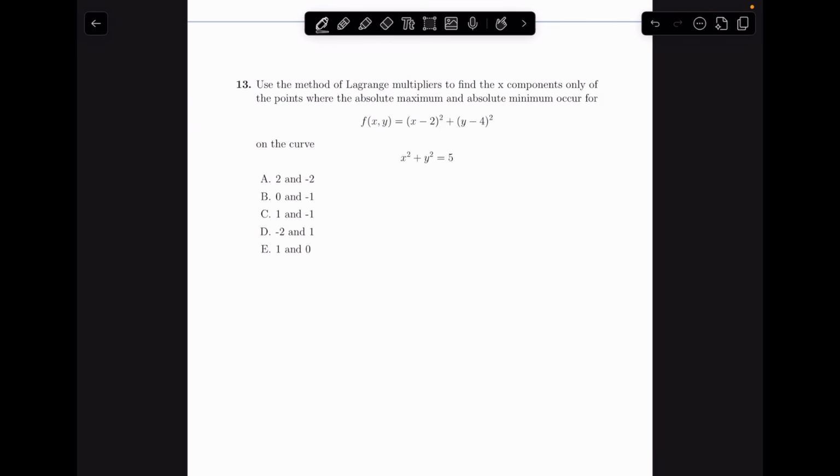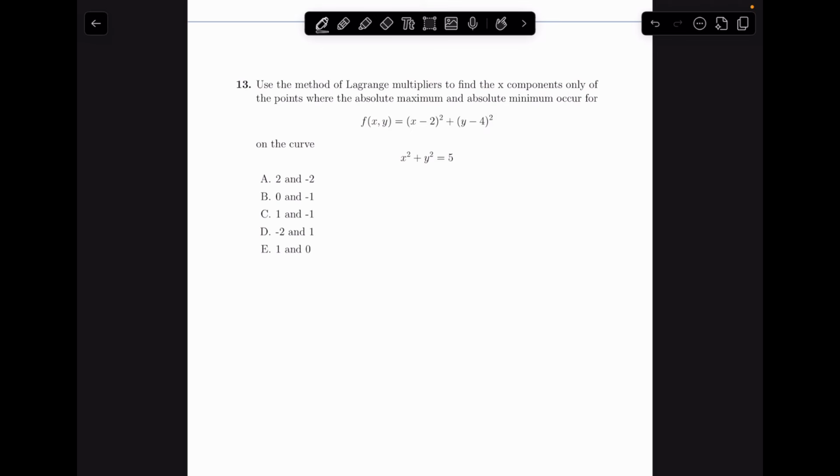13, use the method of Lagrange multipliers to find the x components only of the points where the absolute maximum and absolute minimum occur for f of x, y equals (x minus 2) squared plus (y minus 4) squared on the curve x squared plus y squared equals 5.